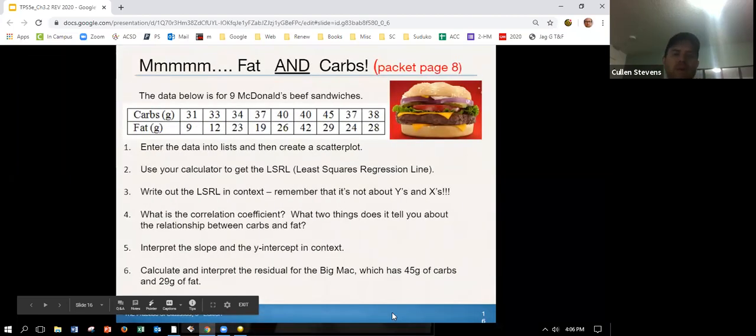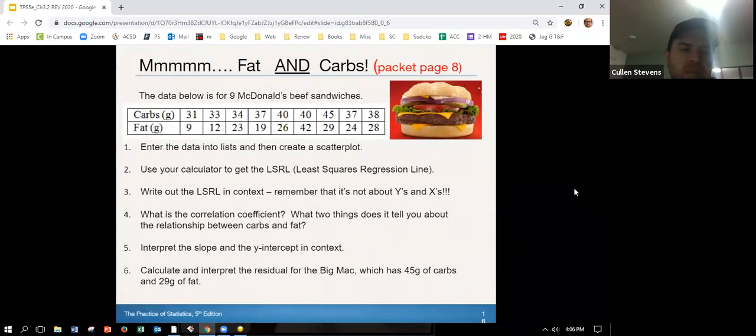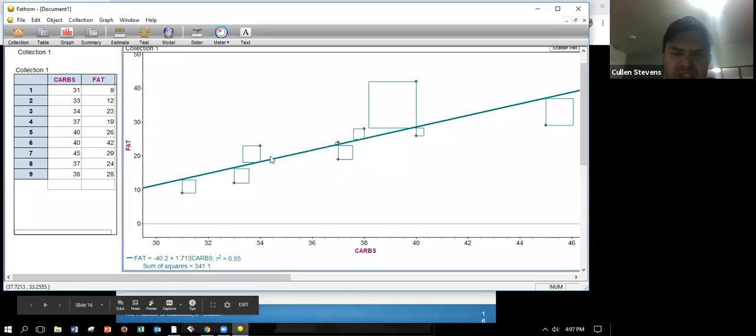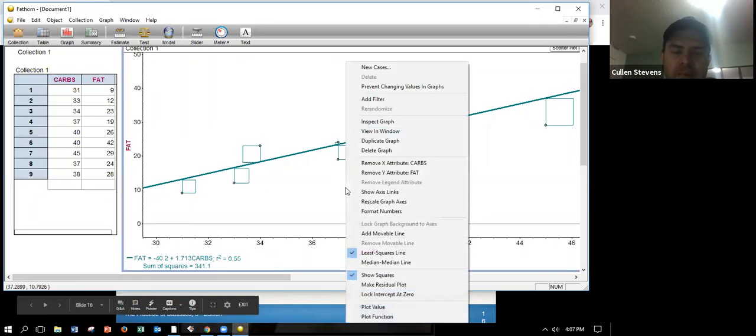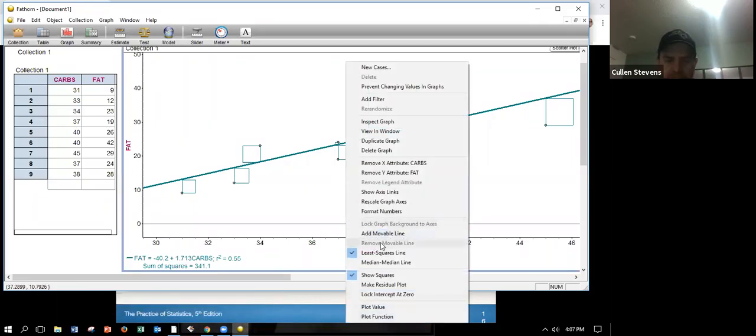So here's something we're going to practice. We're going to say, fat and carbs. The data below is for 9 McDonald's beef sandwiches, and you can find this example on packet page number 8. So we have a data set of these 9 sandwiches, and we have a relationship between their carbs and their fat. That's what I have in my original data set here, so we can see what that scatter plot looks like, and then we're going to work there to see what we can get.